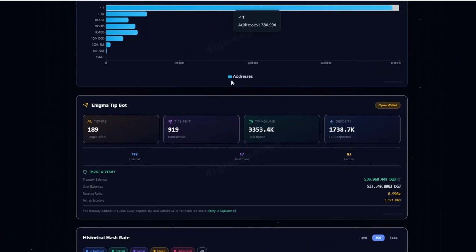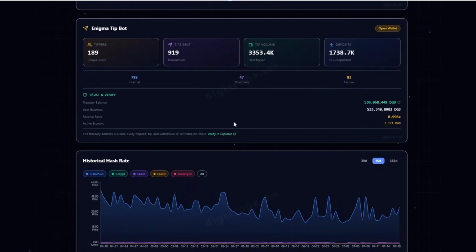Another cool thing is the Enigma tip bot. I'm one of the 198 tippers. Tip sense around 919, tip volume over 3 million digibytes, and about 2 million digibytes have been supported.